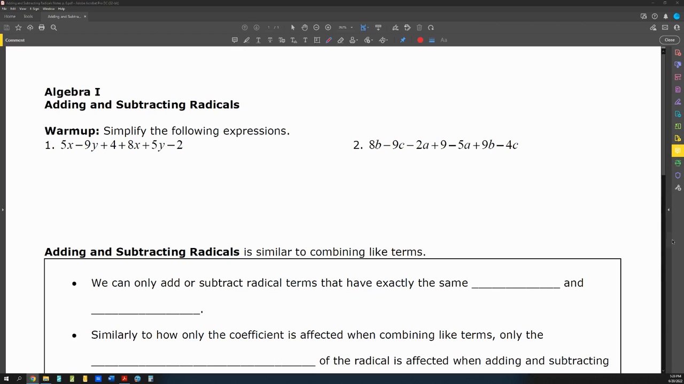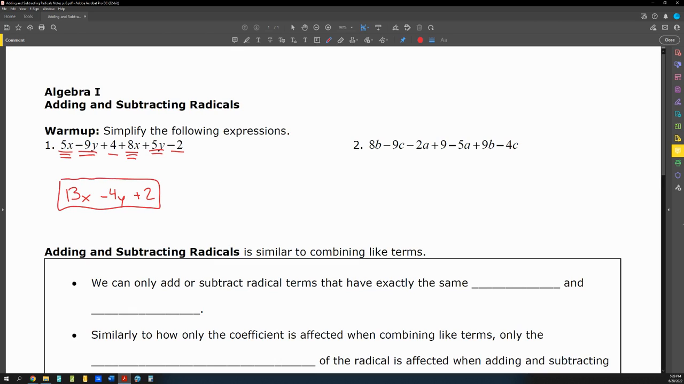For number one, in order to simplify this expression, we have to combine like terms. So I notice that we have a 5x and an 8x. Those are like terms. I can add them to get 13x. Negative 9y and positive 5y are also like terms that combine to negative 4y. And last, 4 and negative 2 are both like terms as well, just constant terms, and those combine to positive 2. So the simplified expression is 13x minus 4y plus 2.